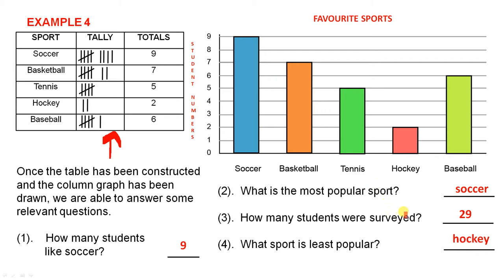How many students were surveyed? Now this is an interesting one and it could confuse a few people. All you do is add these numbers up. So if you add those numbers up, or you go 9 plus 7 plus 5 plus 2 plus 6, either way, you'll get 29. So 29 people were surveyed. And finally, what sport is least popular? Least popular means the shortest column, and that's hockey.